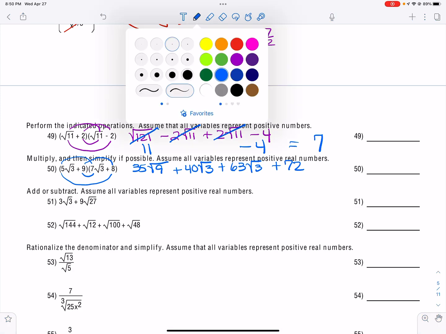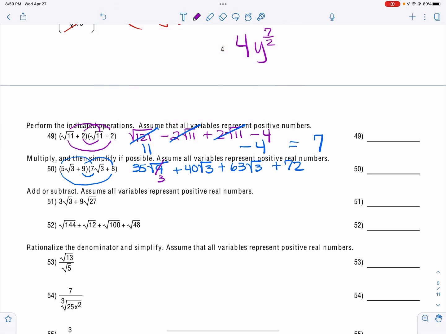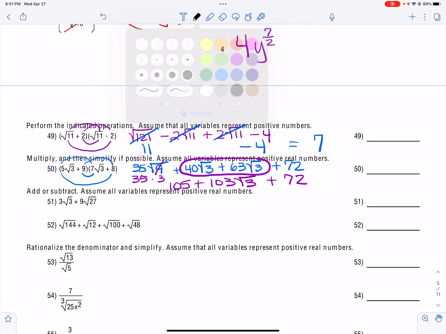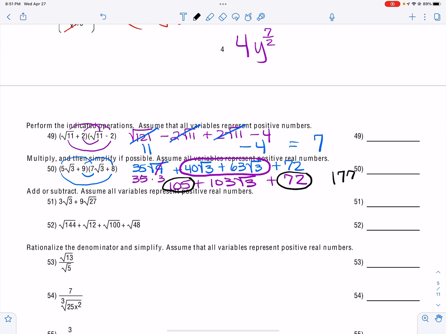And now I have to clean it up a little bit. So this is 3 times 35, which comes out to be 105. These two can be added together because they are like terms. So 40 plus 63 is 103 radical 3, and then I have 72. And then last but not least, I am going to collect 105 and 72, which makes 177 plus 103 radical 3.